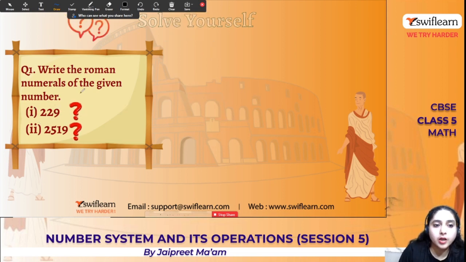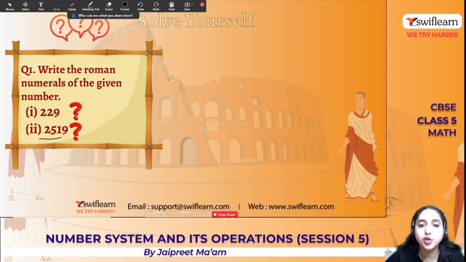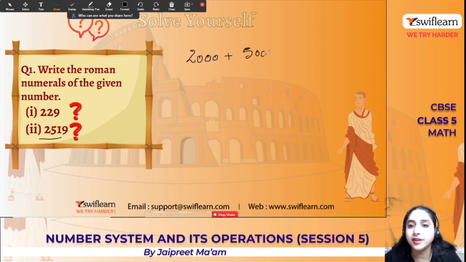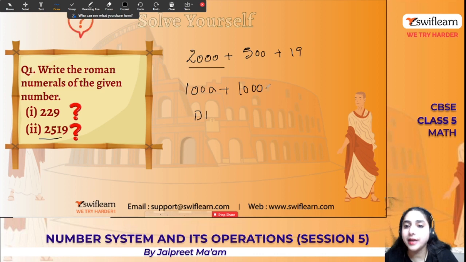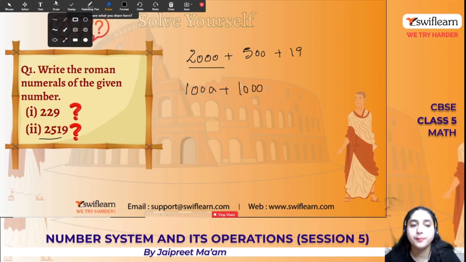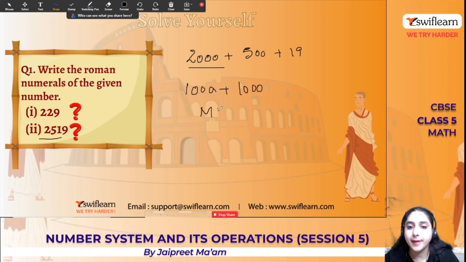Okay, now let's see a bigger number, 2519. Now how to write 2519? It's such a big number. So first we will write it in expanded form: 2000 plus 500 plus 19. Now for 2000, we know 1000 is written as M, and in 2000 we have 2 Ms. So we write MM, and then we have 500. How to write 500? 500 we will write as D. Then we have 19. How to write 19?